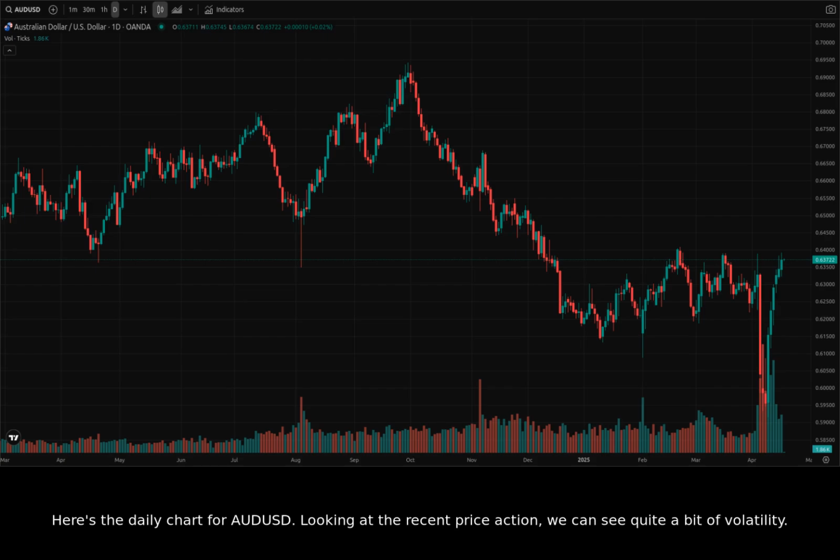Here's the daily chart for AUDUSD. Looking at the recent price action, we can see quite a bit of volatility. We've had some big up and down swings. Pay close attention to the range of these candles. It looks like we've mostly been trading in the range of 0.62 and 0.64 for the past few months. Let's zoom in to see that more closely.